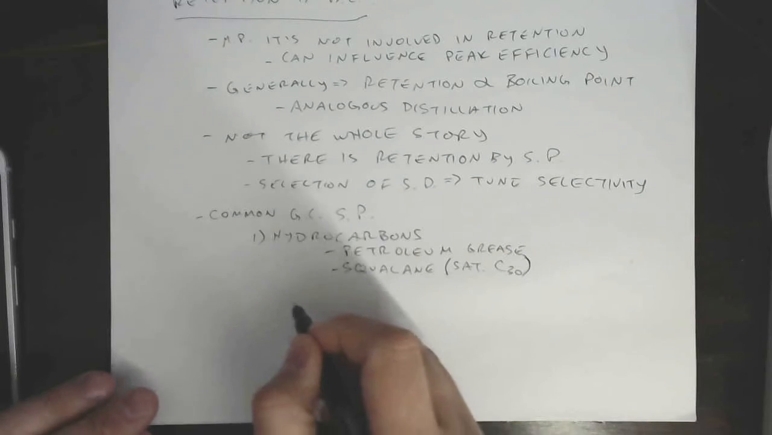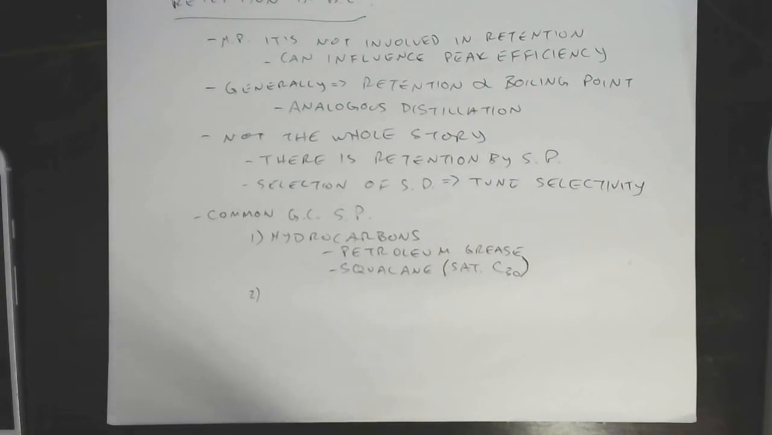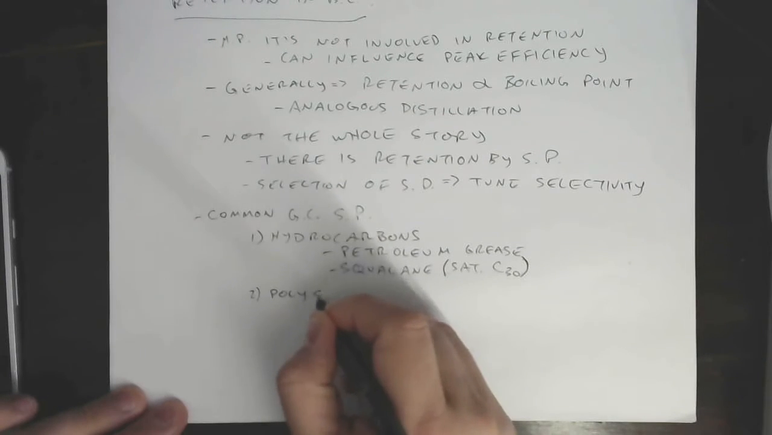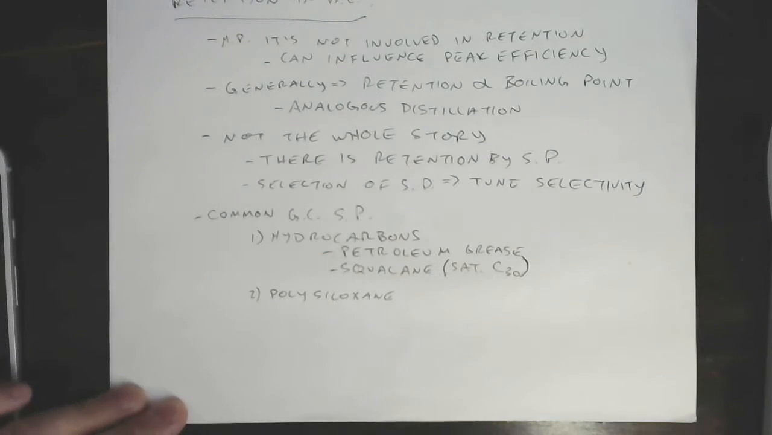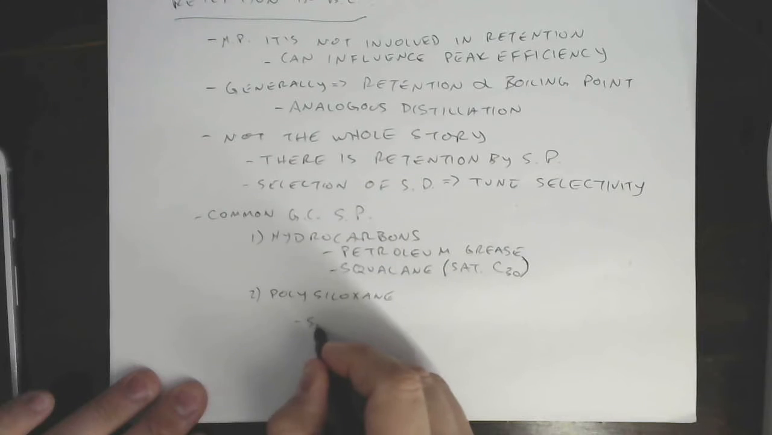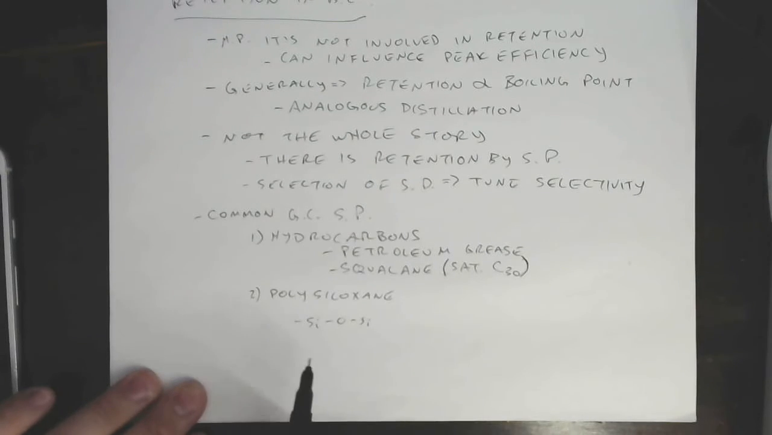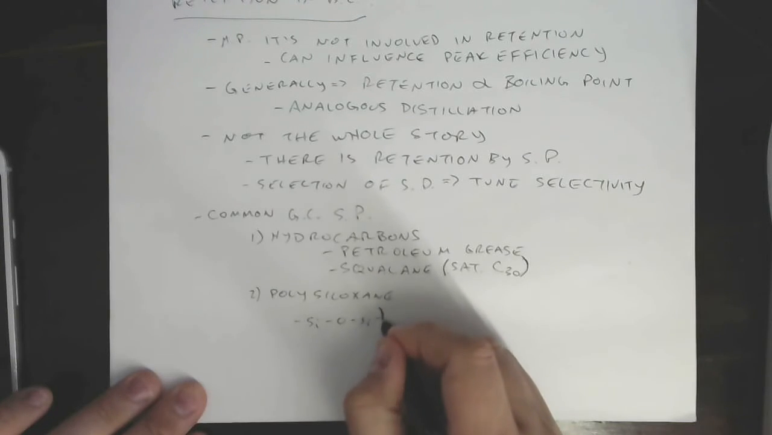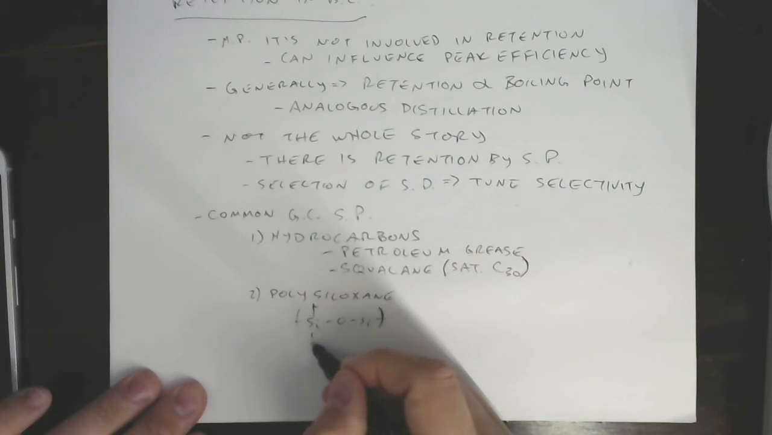Okay, so another really, really common class, probably, at least in my experience, the most common class, are these polysiloxane materials. So these have a general structure that looks like this. It looks a lot like what we see in, say, silica particles for liquid chromatography, and they have these R groups hanging off the edge.